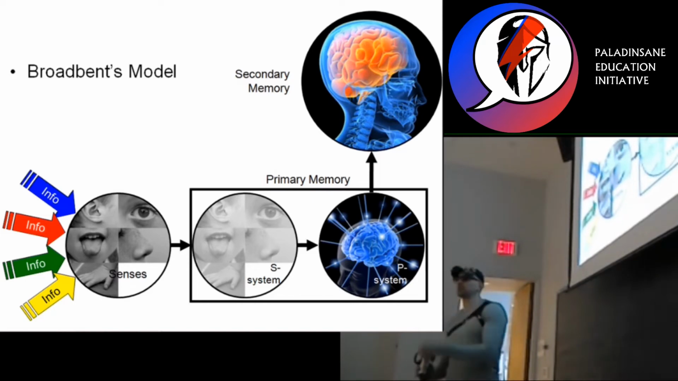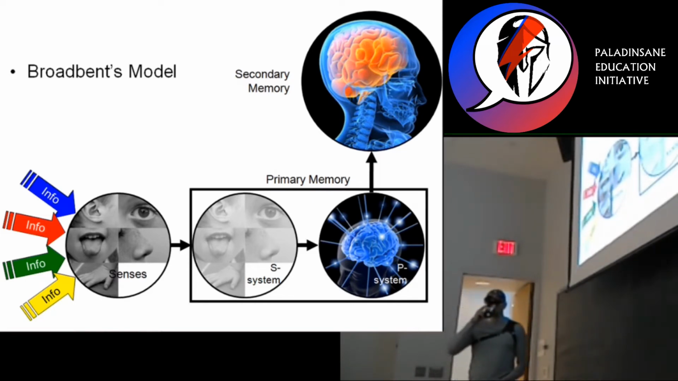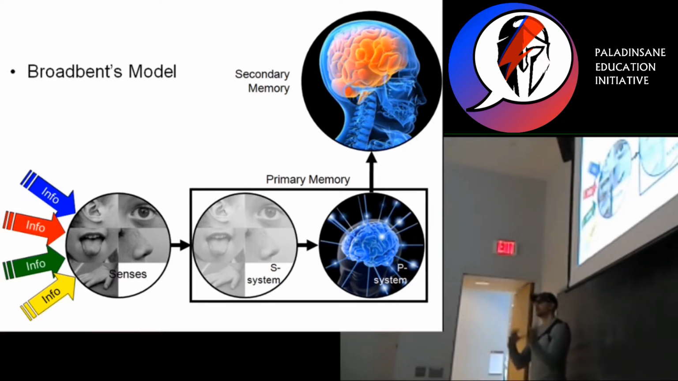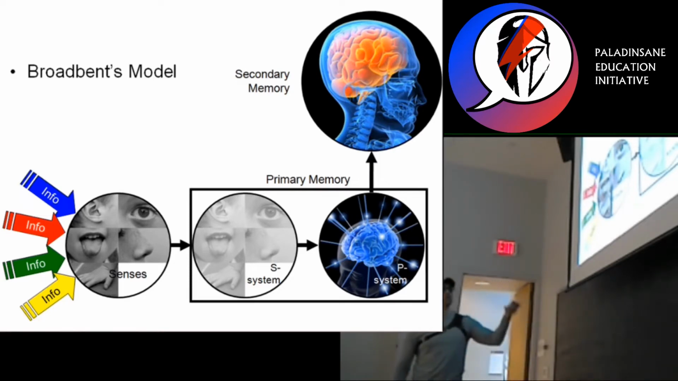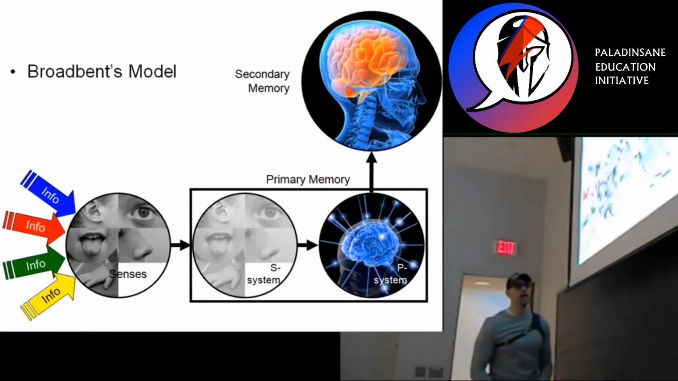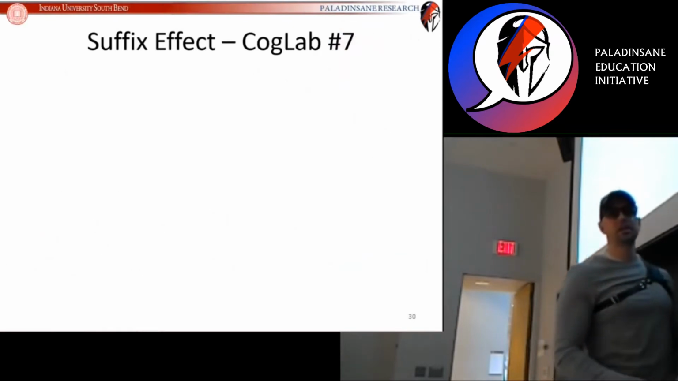So when you do research on this type of memory, one of the ways that you can determine if there are different structures is to see the behavioral consequences of different forms of memory. So to see if there's any difference between how some memory acts and other memory acts, to see if they maybe are underlied by different structures. And that's what we're going to take a look at when we look at the suffix effect.